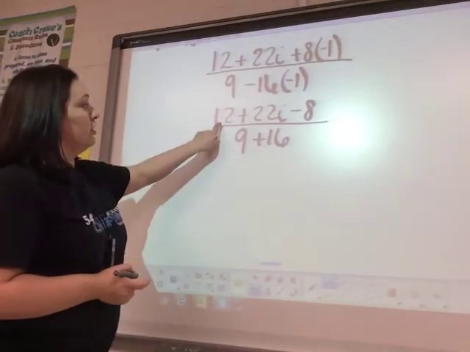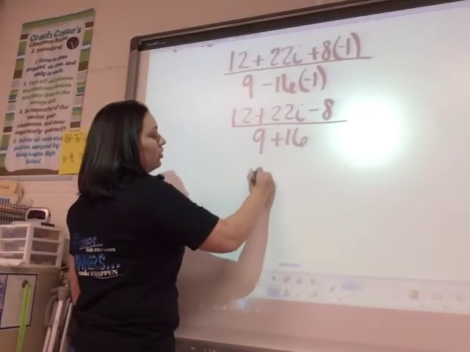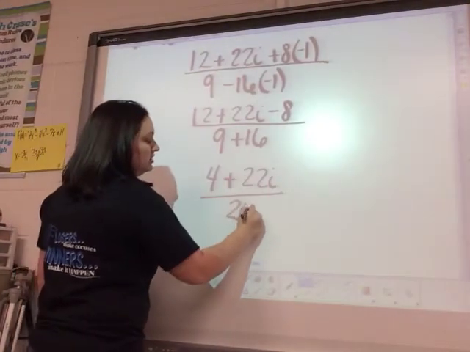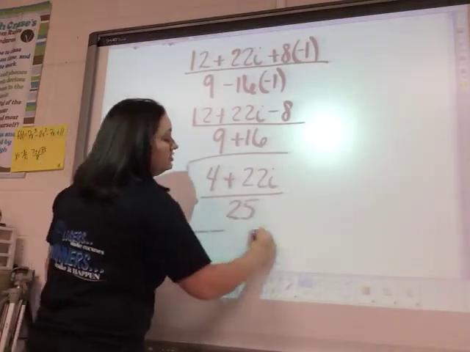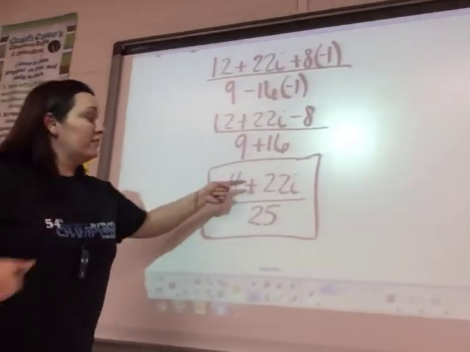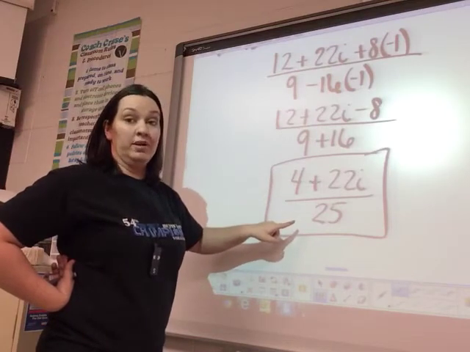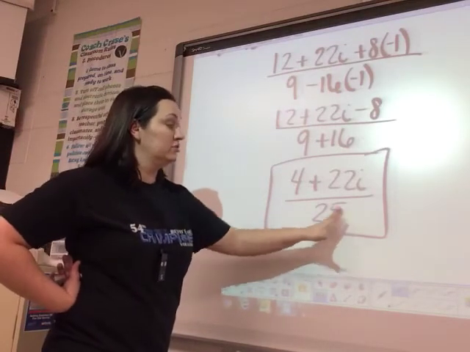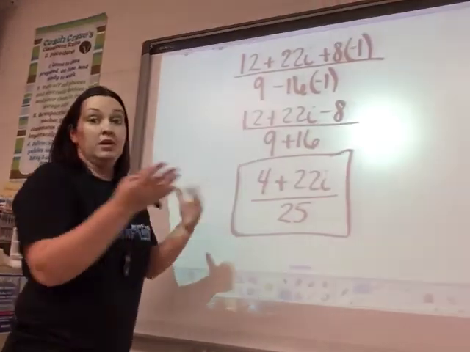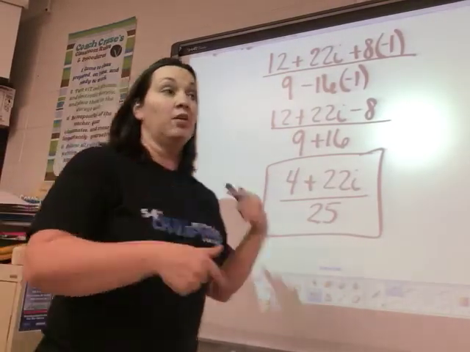Almost finished. Combine your real. 12 and negative 8 are real. What is 12 and negative 8? Well, that's going to be 4 plus 22i all over 9 plus 16, which is 25. This is your answer to a complex division problem. Notice you still have a complex answer in your numerator, but your denominator can't be complex. It's a rule. You can't have a complex answer in your denominator. That's the whole reason for doing this whole process. You're rationalizing a denominator. This would be your answer. Okay? Study these and go back and try some on your own.